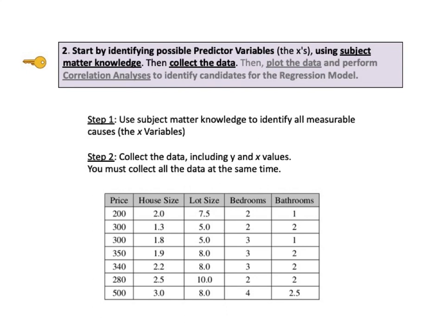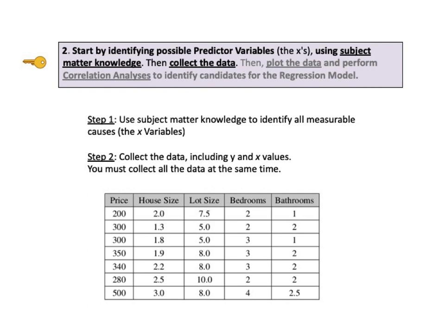Here's an example. We are developing a model for predicting house price. House price is the outcome variable, the y variable. In step 1, we involved real estate assessors as subject matter experts. They identified 4 possible x's. Actually, there are more, but let's keep this example simple. These are our 4 predictor variables.